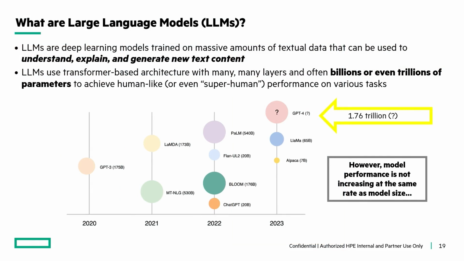Many of you have probably heard this term. These are models that have been trained to understand, explain, and generate text content based on massive amounts of other text content. And their architectures use layers of billions, or in the case of the latest GPT-4 behind ChatGPT, almost 2 trillion parameters that are used in order to give an answer, which is amazing.